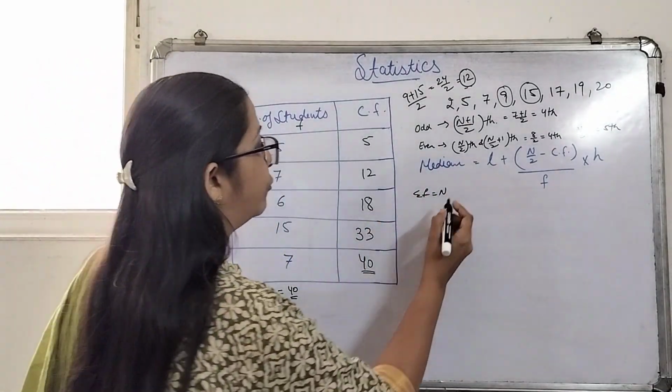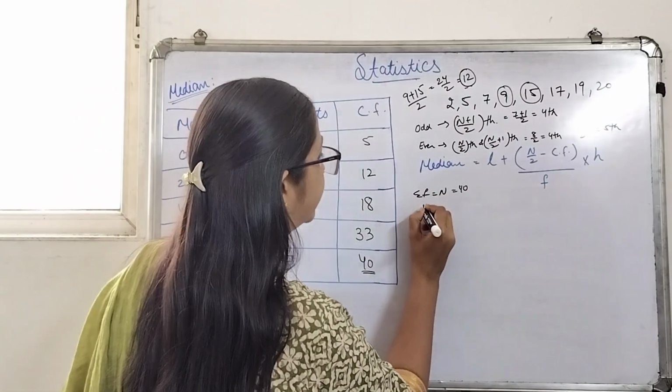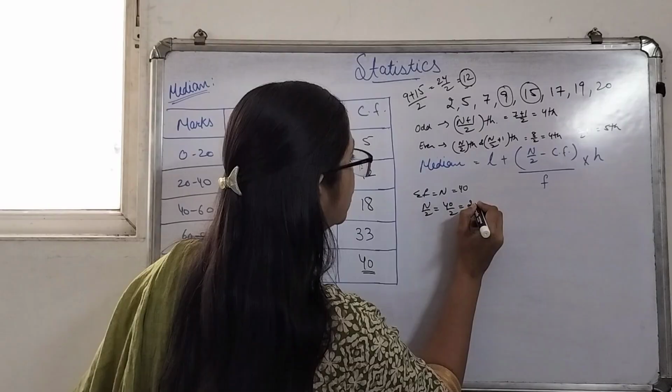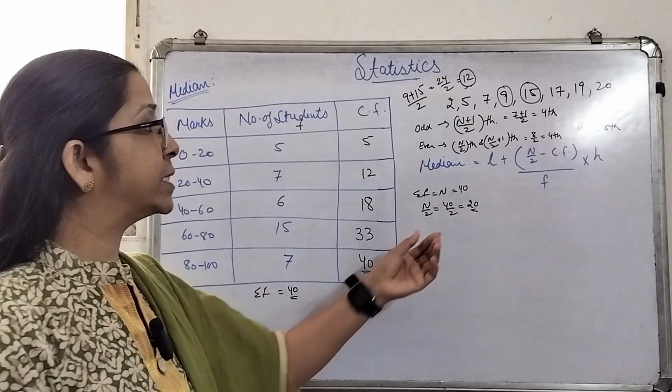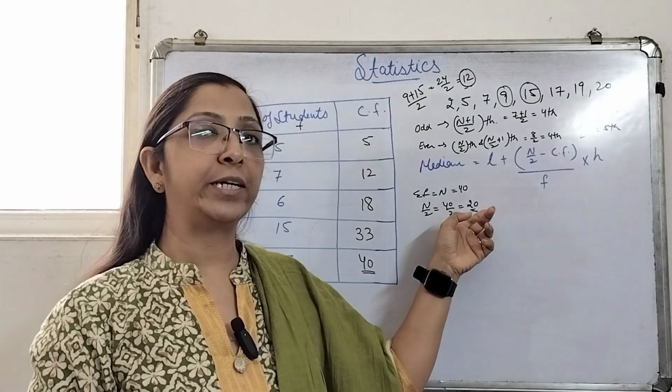Over here it is your 40. So first of all we will be finding half of it, that is n by 2. That is 40 by 2, that is 20. Now we will be seeing the cumulative frequency which is just above this 20.